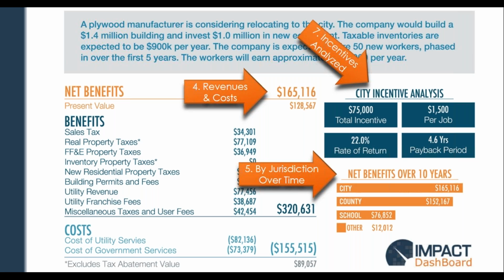That's our return on investment. And we were able to calculate the rate of return being about 22%. The average annual rate of return is 22%. And your payback period is looking at just under 5 years. So by 5 years, the city will have collected enough, over $75,000, to cover the value of that incentive.